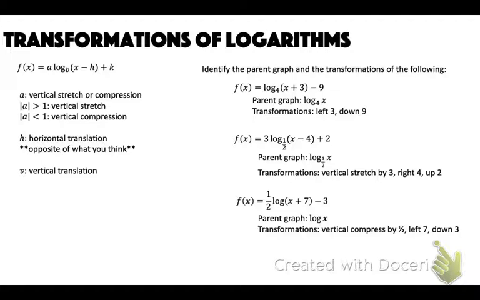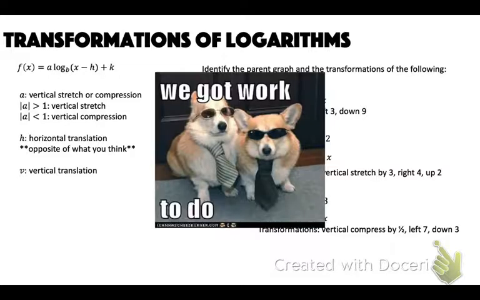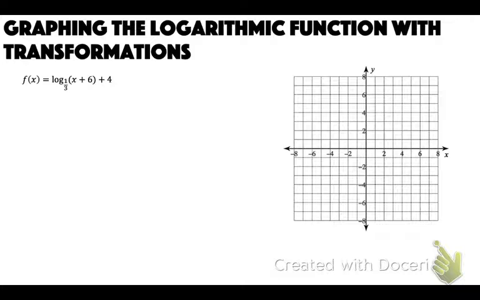Okay, and we're going to graph these pretty much the same way as the exponentials, where we draw the other graph or the lines. So log base 1/3 of x plus 6, plus 4. So the parent function is log base 1/3 of x, and this moves left 6 and up 4. So if we go left 6 and up 4, there's that. So that's going to be like our new origin point.